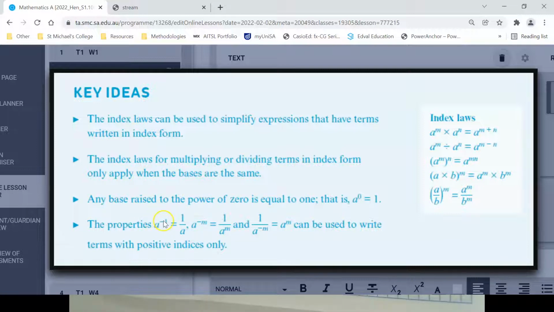If I have a to the power of -1, I can write it as a positive indice by writing 1 over a. And again, the positive 1 is there, but we don't write the positive 1. If I have a to the power of -m, if I want to write it with positive indices, I can write it as 1 over a to the power of m. And here I have 1 over a to the power of -m, so that could be written as a positive indice as a to the power of m.